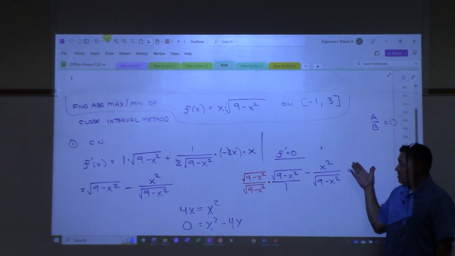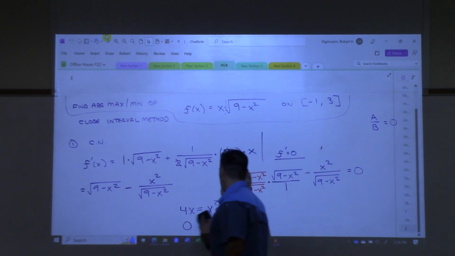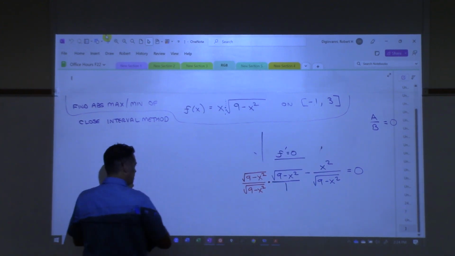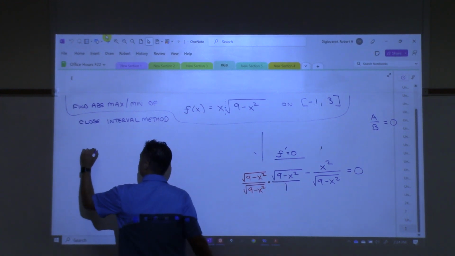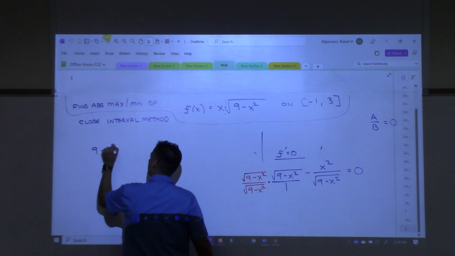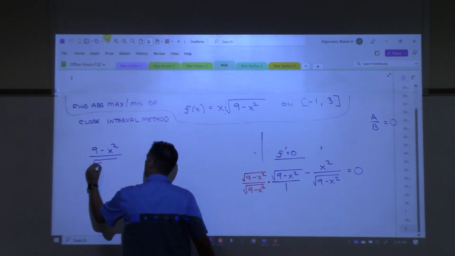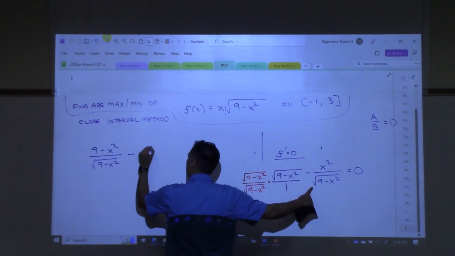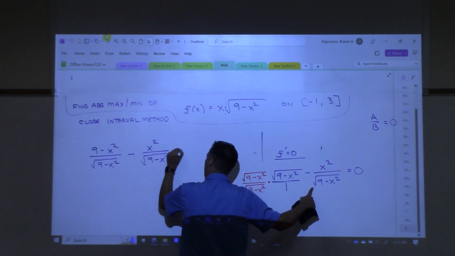I'm going to choose to not mess with this, put these two together, all right? So what happens here on the left side, or on that first one with the red? Those two roots multiply together and the roots go away. And then on the bottom I get the common denominator, right? And then I have minus, then the other one was x squared over root 9 minus x squared. They both have the same denominator, equals 0.